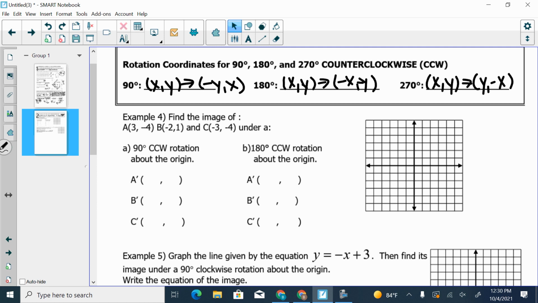Okay, and we'll be able to prove that this is true or not because we already know what the signs are for x and y in each quadrant, right? So we'll be able to determine if this rule works or not. All right, so example 4 says these are our image points. So these are the original points. I'm going to go ahead and plot these over here. So A is at 3, negative 4.